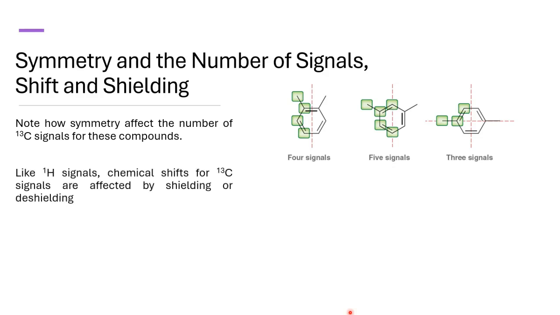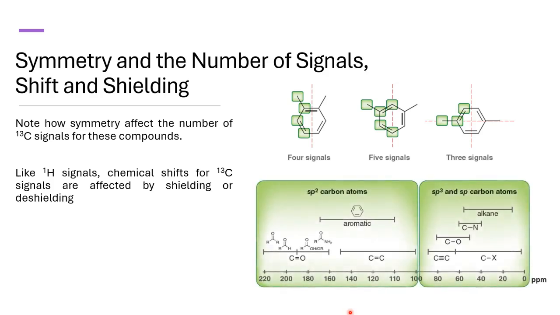Like 1H signals, chemical shifts for carbon-13 signals are affected by shielding or deshielding. For example, sp3 and sp carbons, such as those in an alkane, C-N, C-O, C triple bond C, or C-X, we're going to see below 100 ppm. But the more deshielding, the higher in ppm we're going to find these carbon signals. Up here we'll see C double bond O, C double bond C, and aromatic signals above 100.